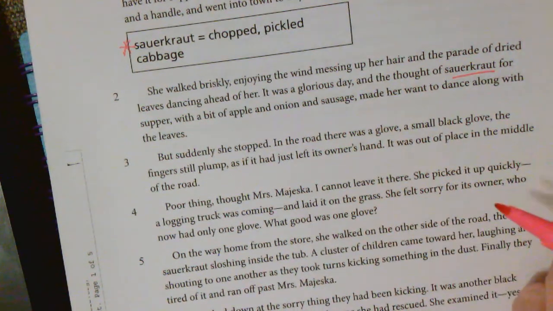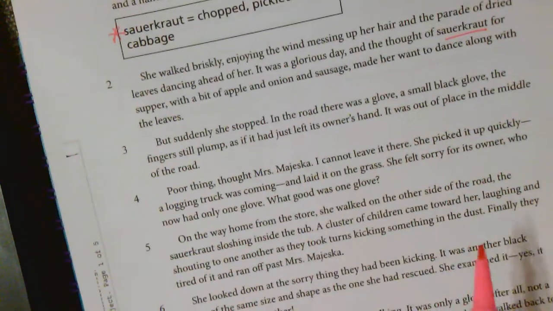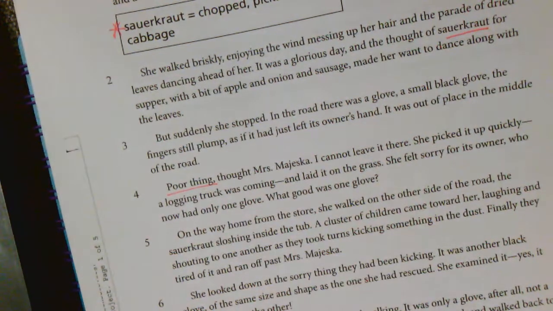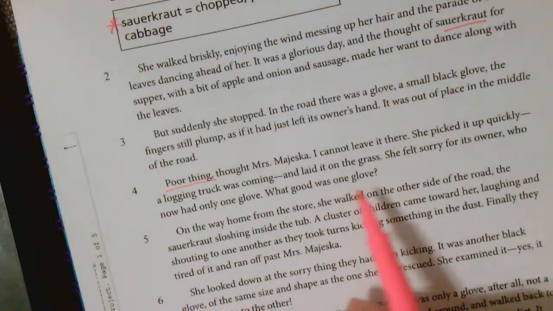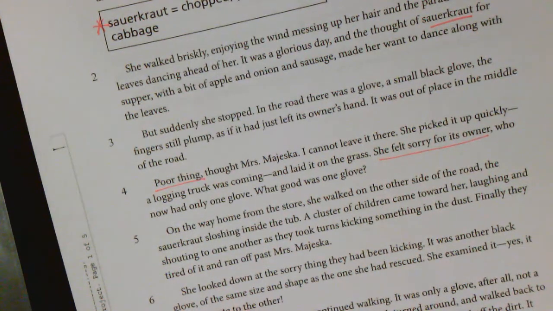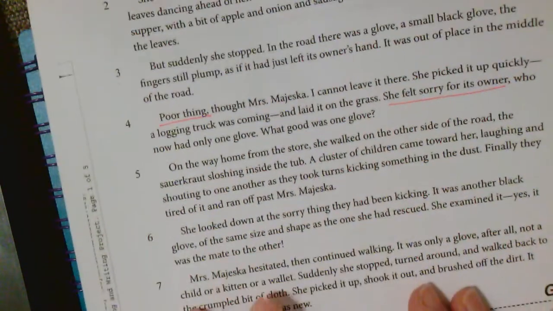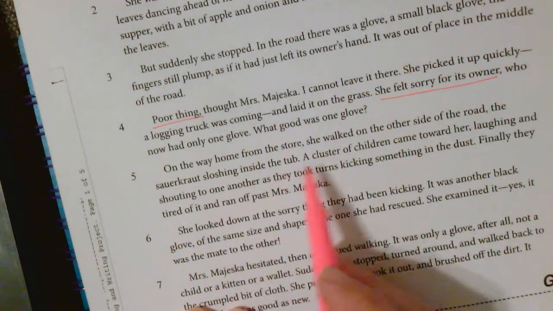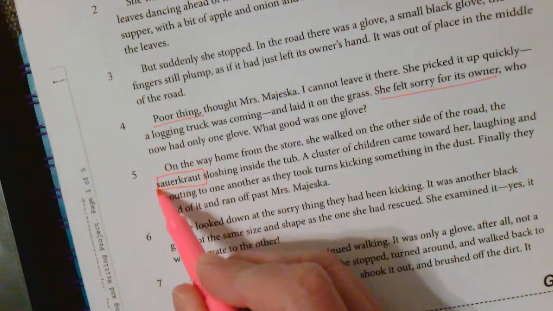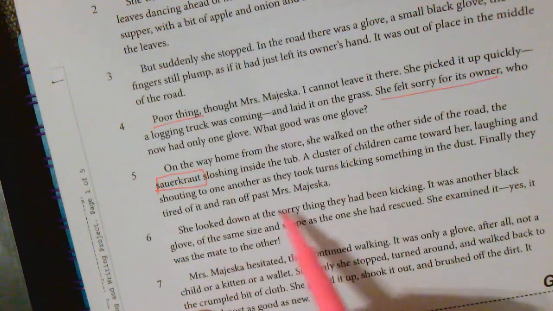So she comes across the first glove, okay? And I find this really interesting here about Mrs. Majeska. She actually says, poor thing, okay? And she's looking at it. She actually felt sorry for the owner. So that tells us again something about Mrs. Majeska, the way she is, okay? So look at here. She's going to walk on the other side of the road. Oh, and she's got that sauerkraut again. She's loving that. And she notices something else.